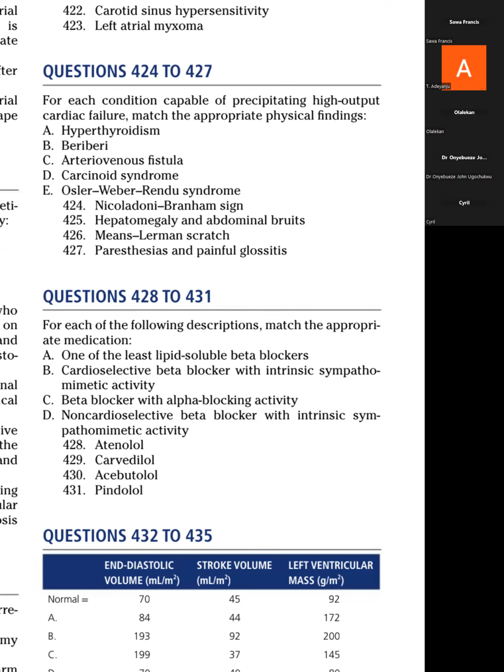The painful glossitis gives it away, in the absence of paresthesia, the paresthesia with painful glossitis. And then when you look at the other options available there.